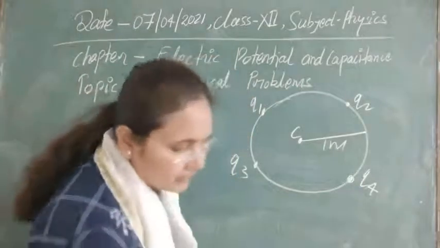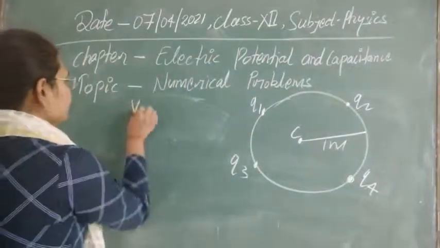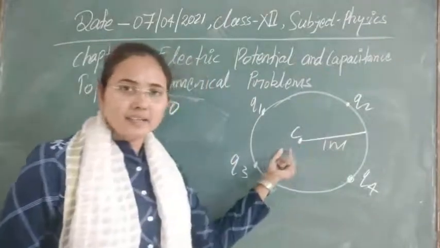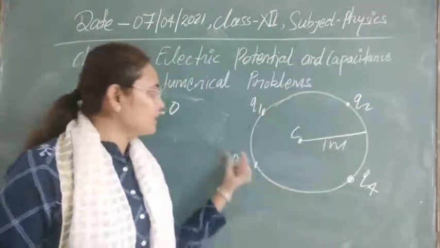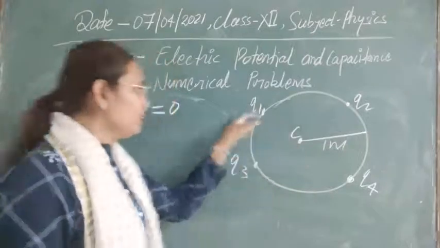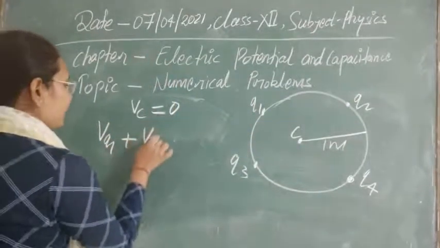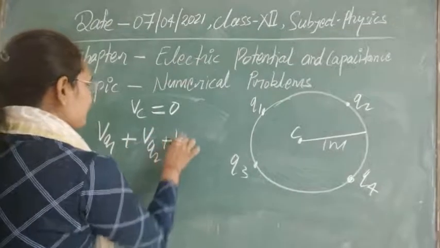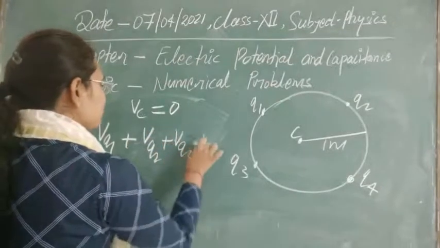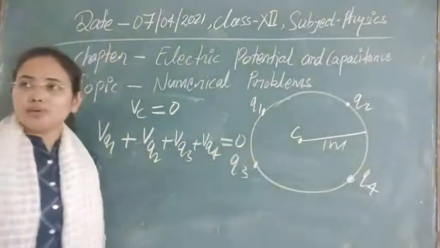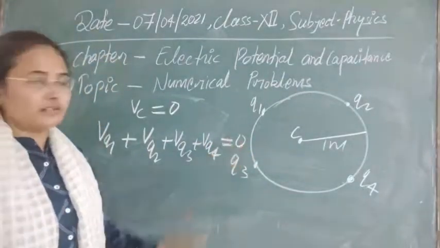For the mathematical way, as given, Vc is equal to 0, the potential at the center is 0, and at this center the system of 4 charges will apply some potential. So the potential due to charge Q1, plus potential due to charge Q2, plus potential due to charge Q3, plus potential due to charge Q4. Due to all this system of charges, the potential at the center will be 0.